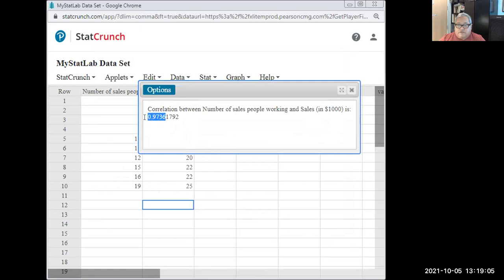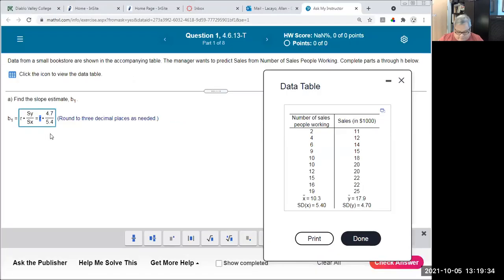In this case, the correlation coefficient is 0.9736, meaning that the correlation between these two variables, salespeople and sales revenue, is very positive, strong, and linear. So there's a very strong connection between the sales revenue at the store and the number of salespeople at the store. So I'm going to take that number and take it back to my model here and paste it there and do the math.